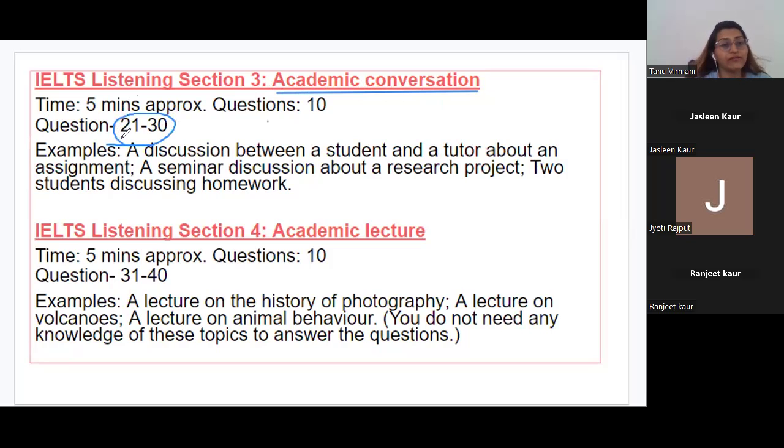Before the start of every section, you have some 30 seconds of time to read your questions. And after the end of every section, you have some time to recheck and review your answers. Now here, a discussion between a student and a tutor about an assignment. So it's academic. A seminar discussion about a research project. So again, it is related to education.